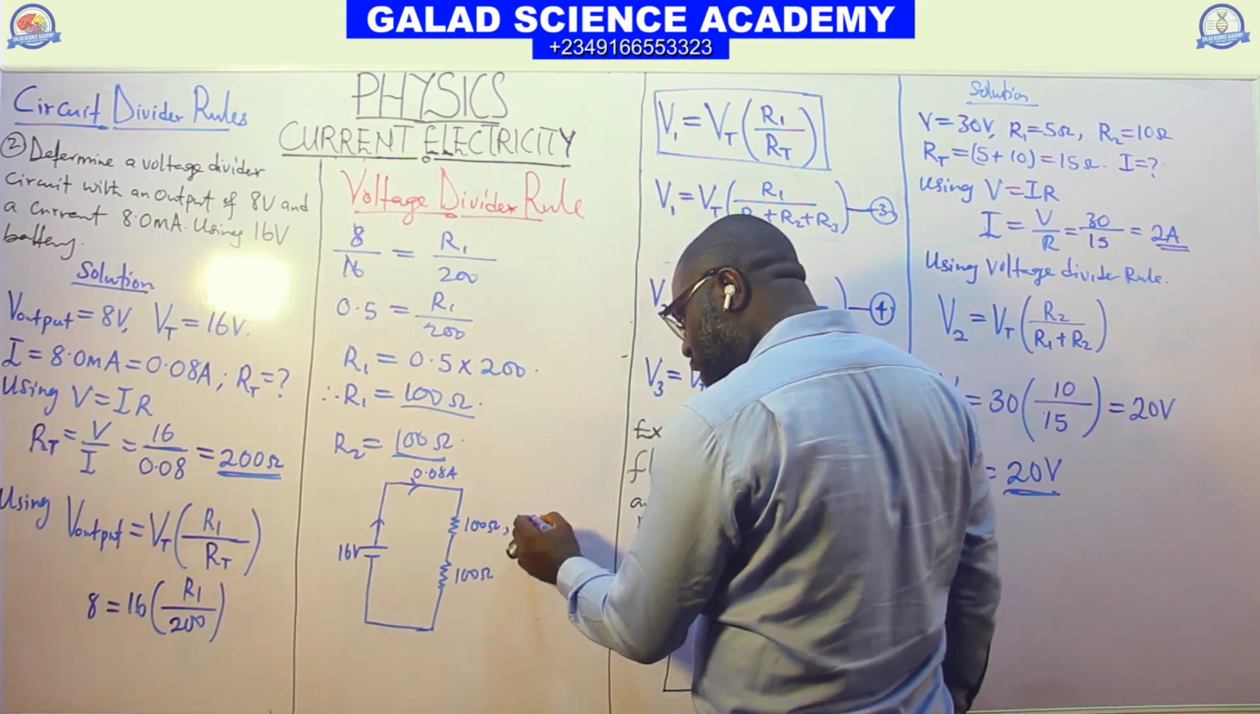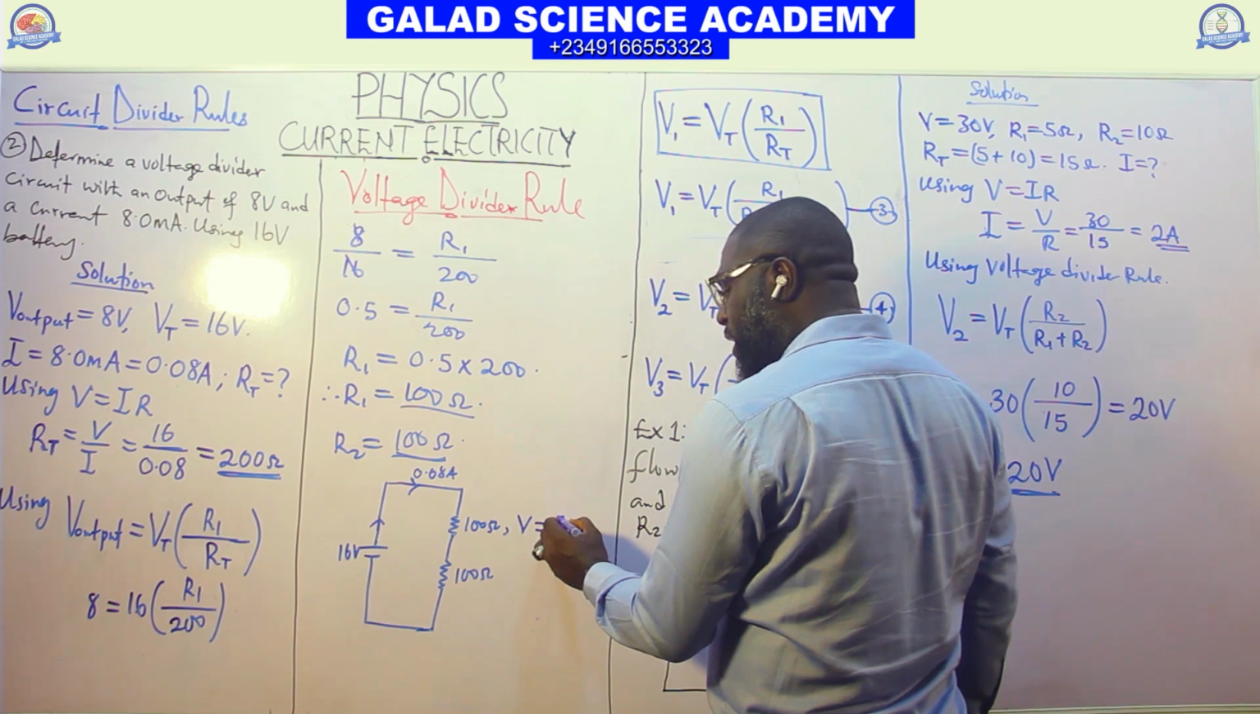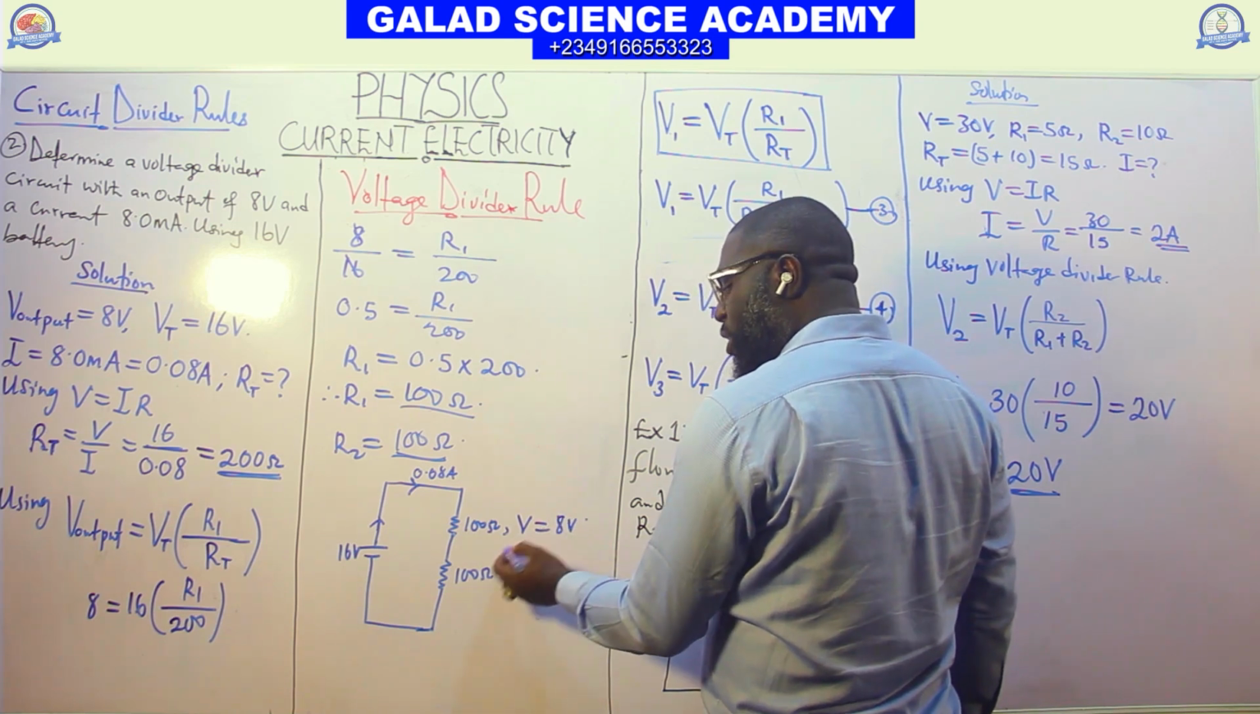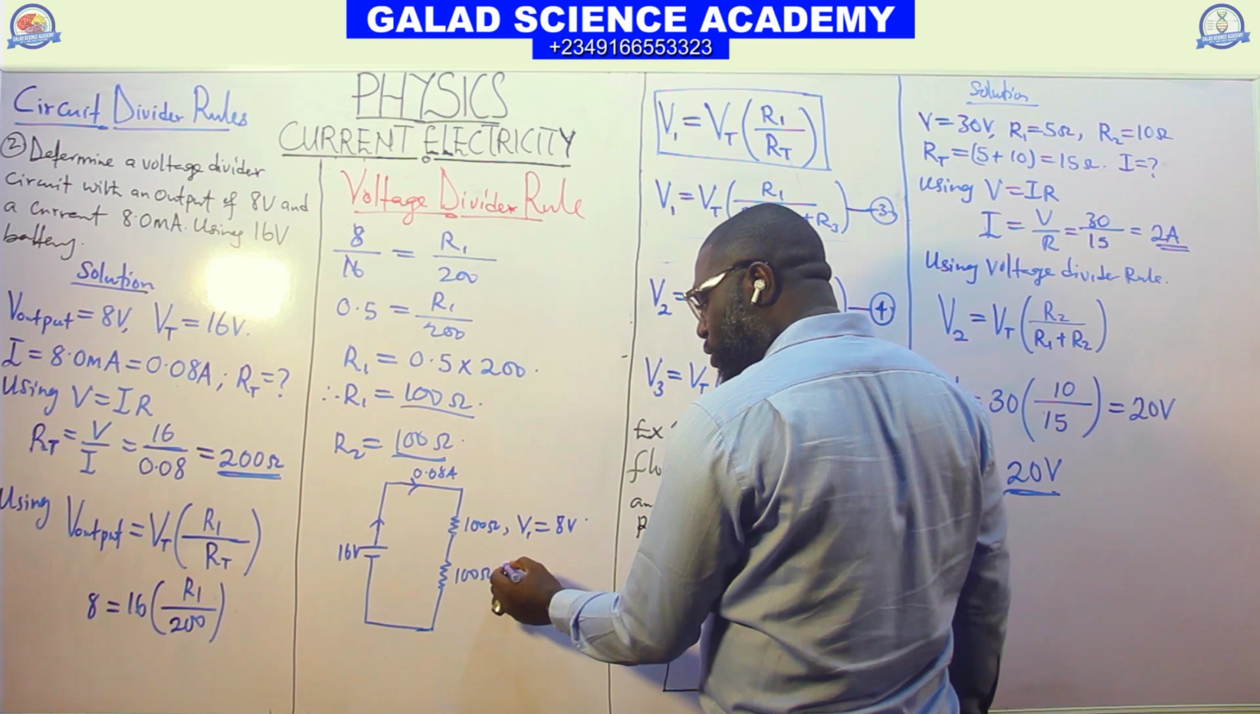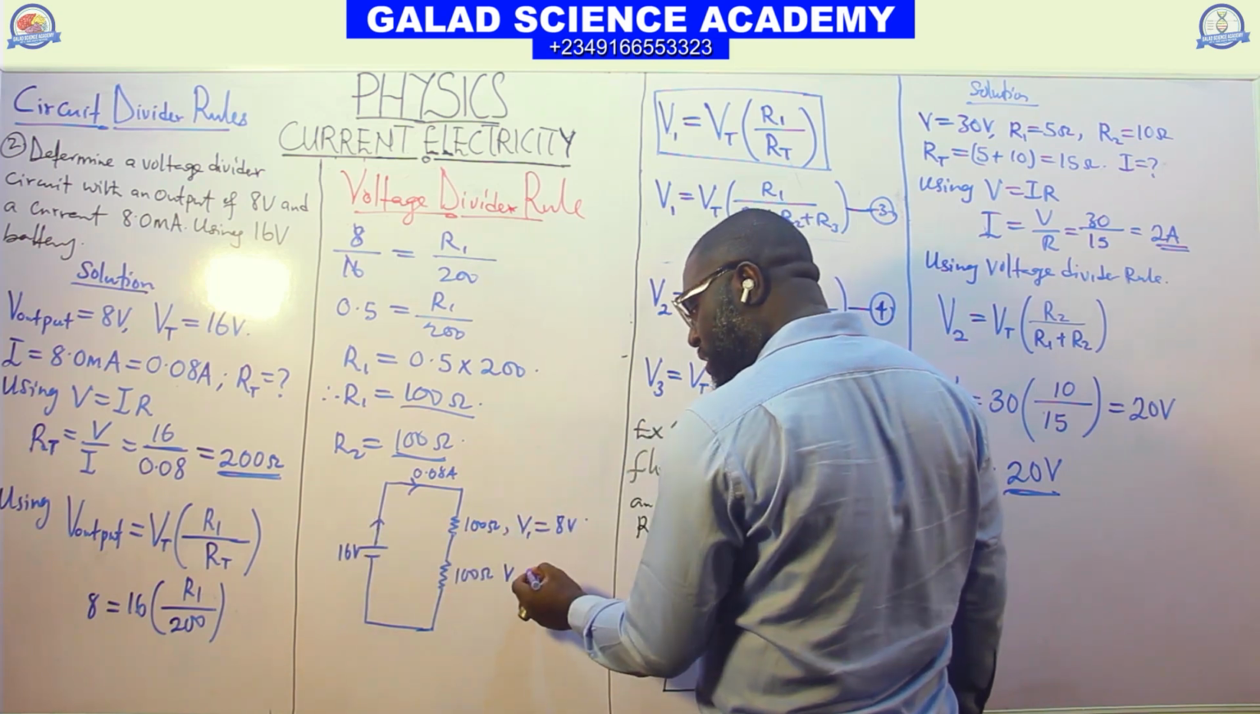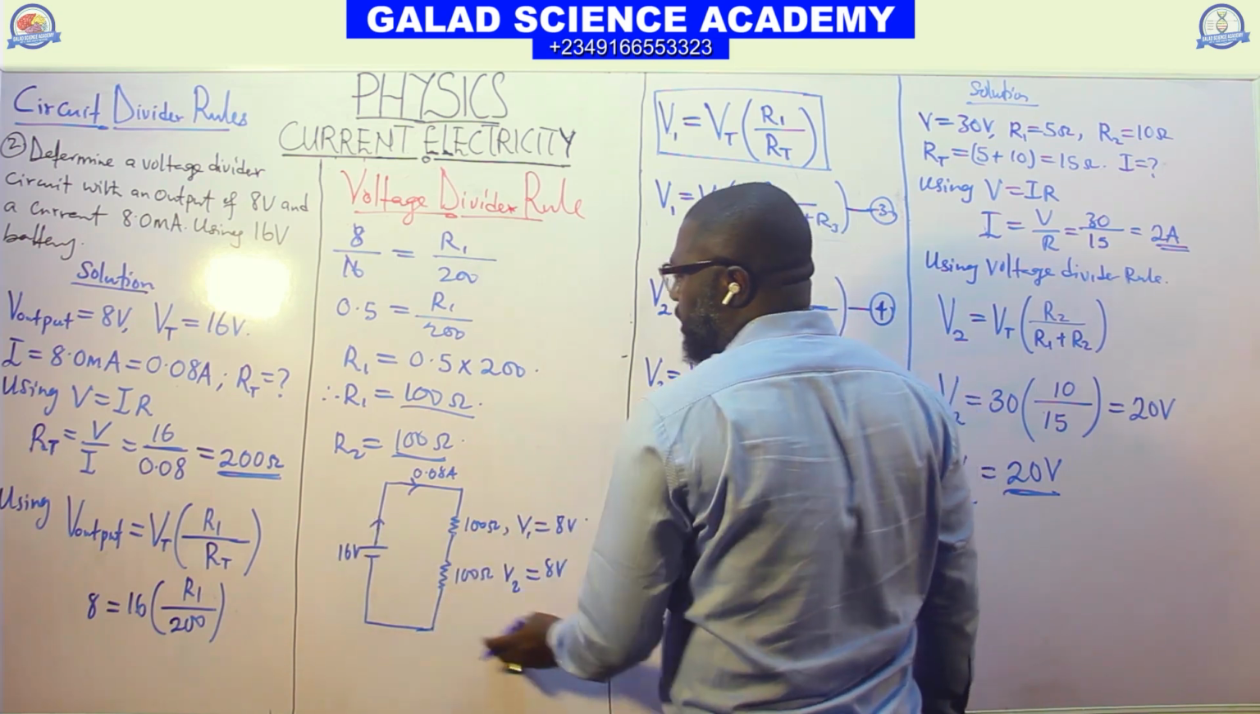So the voltage for this one is 8 volts. If this one is 8 volts, what happened to the V2 here? Subtract this. V2 is also 8 volts. This will be the circuit.